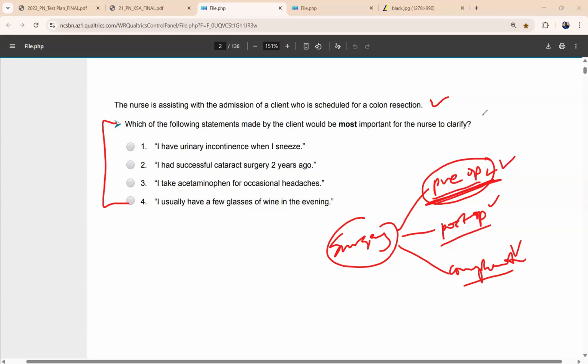Right now, we need to understand what the question is saying. The question is saying, which of the following statements made by the client will be most important for the nurse to clarify? So meaning we are trying to look for something. There's a difference between clarification. Let me just explain clarification. Clarify means you want to be sure about that particular thing. You are thinking about something, but you want to be sure it's not that thing, or maybe it's that thing that you are thinking of. That is about clarification.